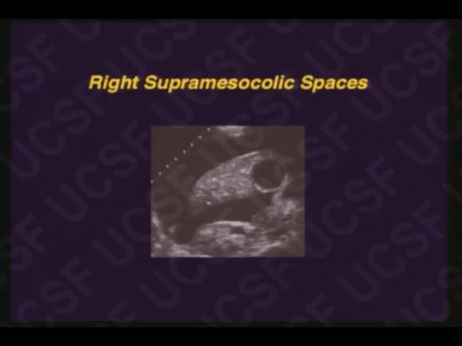When there are large amounts of fluid, then these do tend to run together, and we see the right anterior subhepatic space between the gallbladder and the duodenum, the right posterior subhepatic space between the liver and the right kidney, and the right subphrenic space overlying the right lobe of the liver.